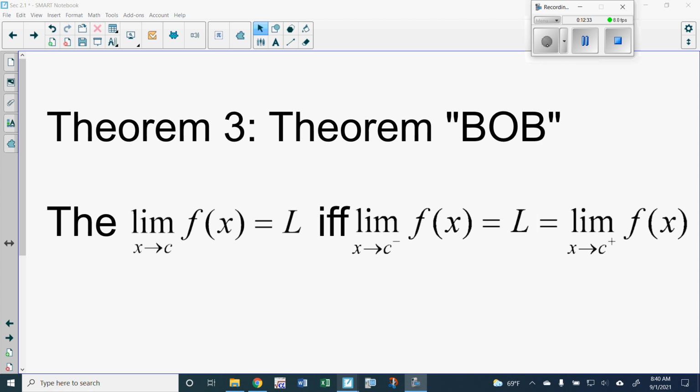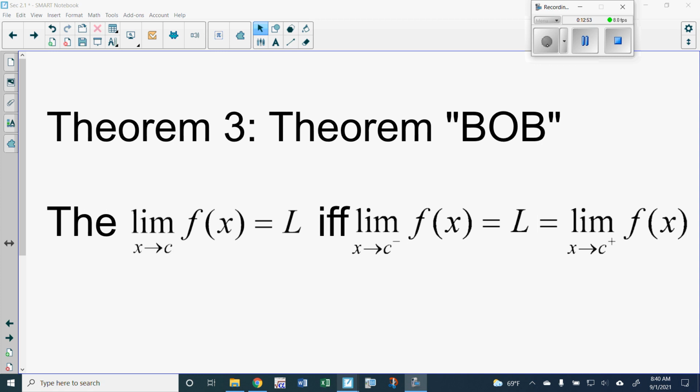So if it is a dog, it has 4 legs. If it has 4 legs, it is a dog. That's not if and only if, right? It doesn't go both ways. But this says the limit exists at a number if and only if the limit from the left is equal to the limit from the right.